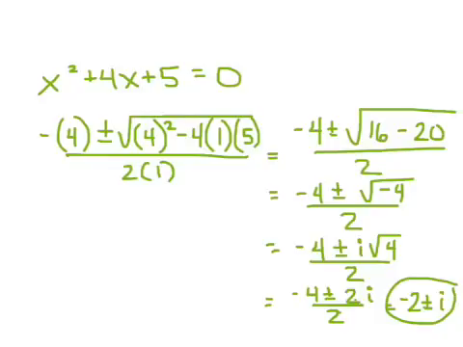The difference with this type of thing compared to section 4 is that section 4 said find all the real solutions. This one says find all the solutions. If they don't specify, it's always find the solutions, which means you can have i's.